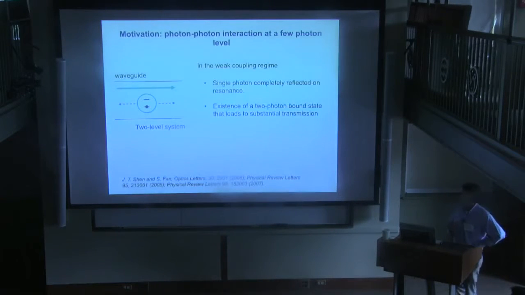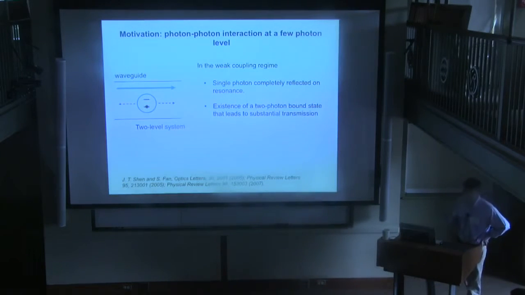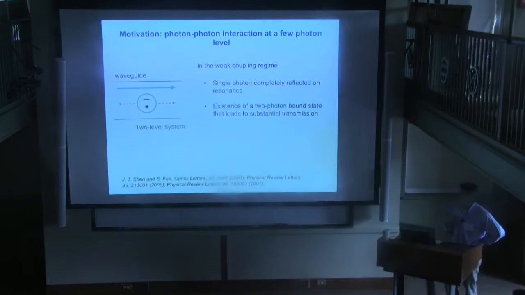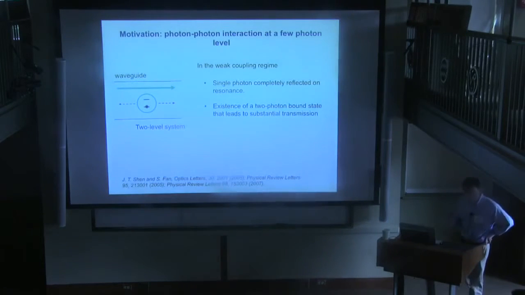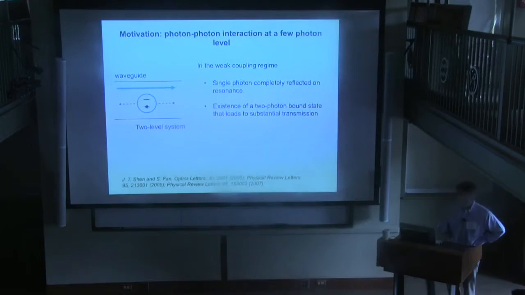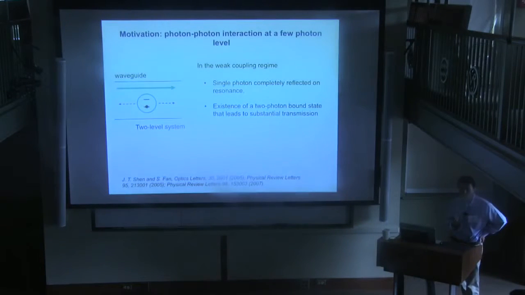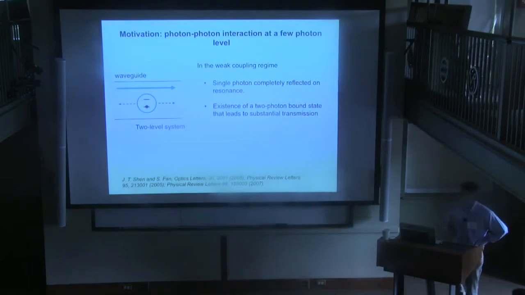So now, what you can do is you inject a two-photon state into the system. And since a two-level system at any given time can only absorb a single photon, these two photons have to compete, let's say, for the seat inside this two-level atom. And consequently, this provides a very natural way to induce photon-photon interaction.